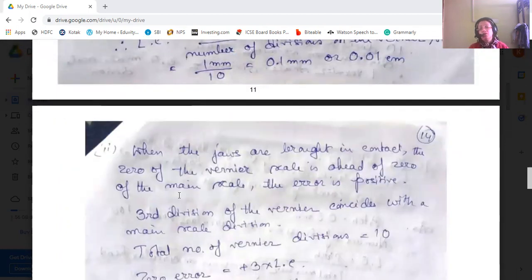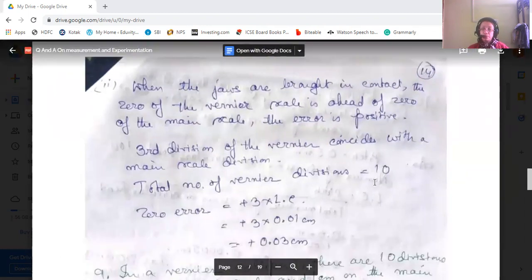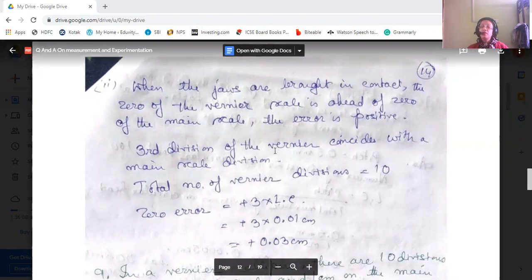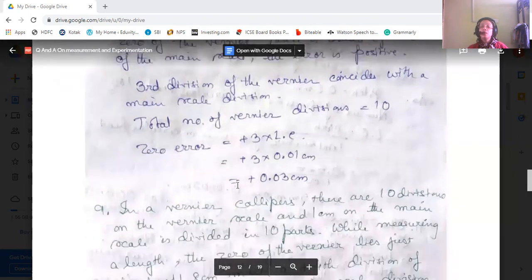Now, when the jaws were brought in contact, the zero of the vernier scale is ahead of the zero of the main scale. That means the error is a positive zero error, so the vernier scale possesses positive zero error. The third division of the vernier scale is coinciding with a main scale division, and the total number of vernier divisions is 10. So the zero error will be plus 3. Therefore, plus 3 into the least count will be the zero error, that is plus 0.03 centimeters.